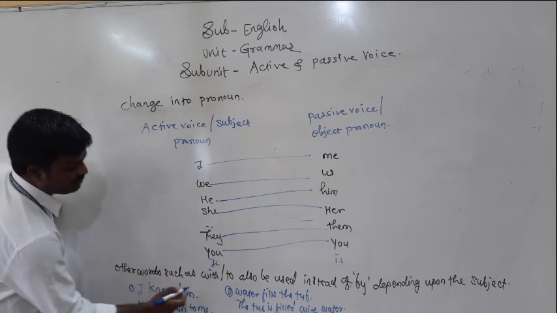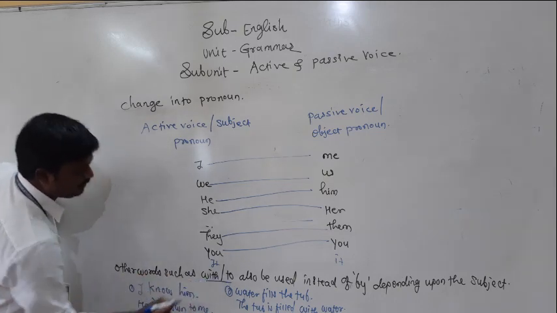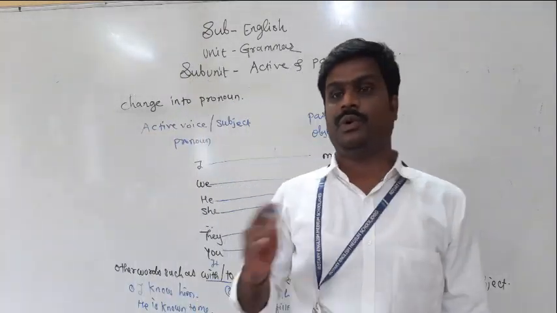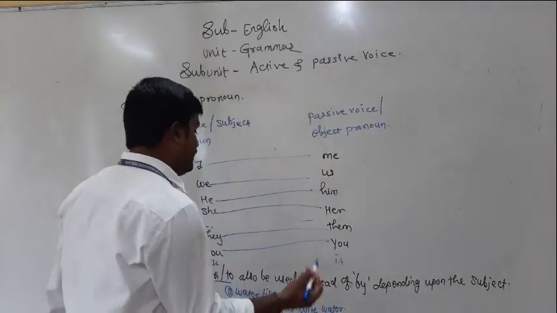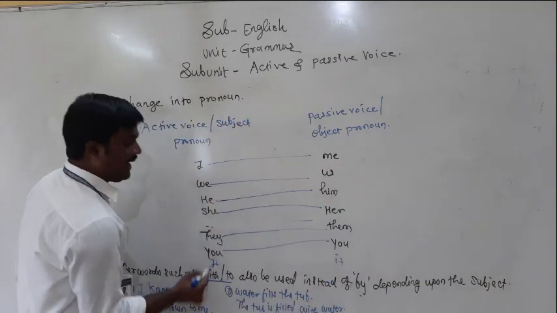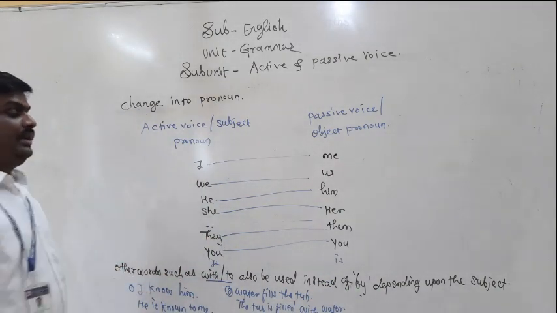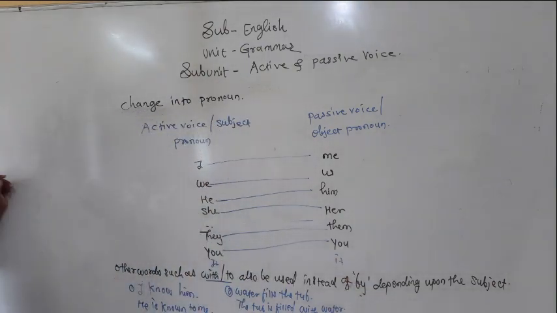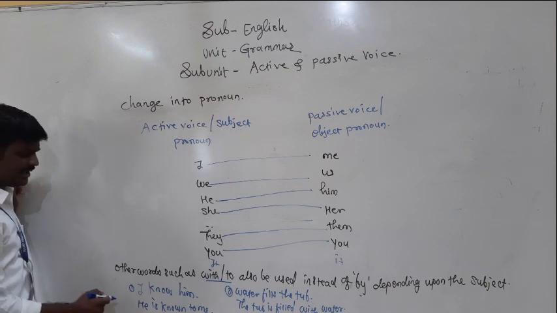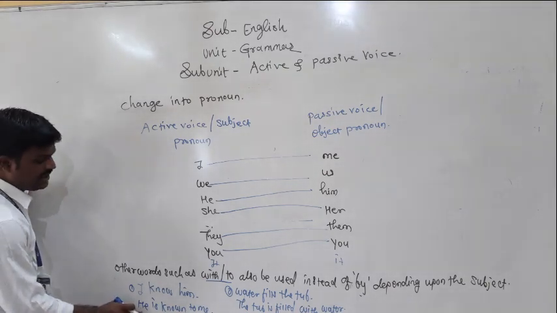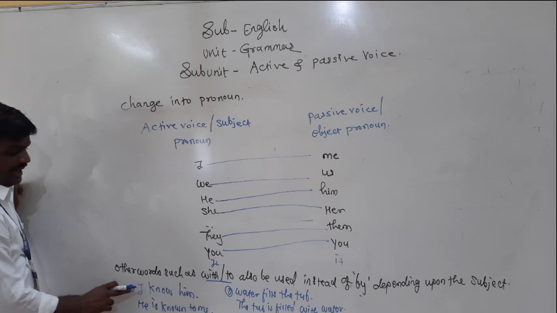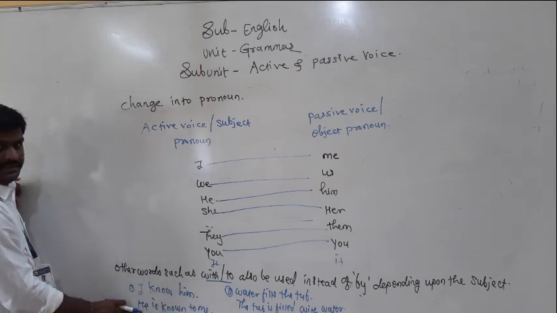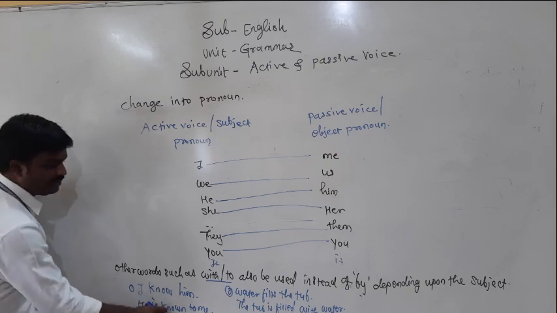See, next word is here. Other words such as with and to are also very important. They can also be used instead of by. I told you, before the subject we have to use by. Instead of by, you can use with and to also, depending upon the subject. Here I have given I know him. By converting to passive voice, he is known to me. I converts to me here, him converts to he here.